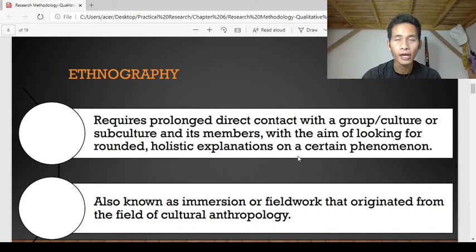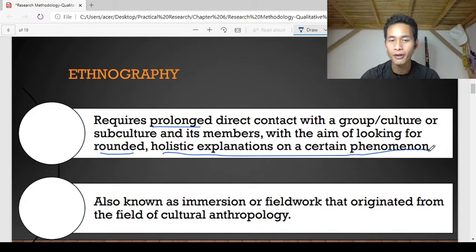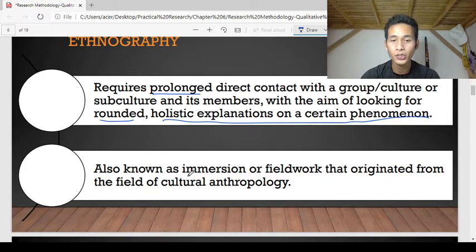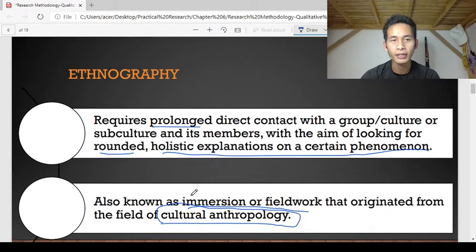Ethnography is a qualitative research design. It requires prolonged direct contact. Take note ha. It requires prolonged direct contact with a group or culture or subculture and its members with the aim of looking for a rounded, holistic explanation on a certain phenomenon. It is also known as immersion or field work that originated from the field of cultural anthropology. Diba? Cultural anthropology. And this method is commonly used by anthropologists.